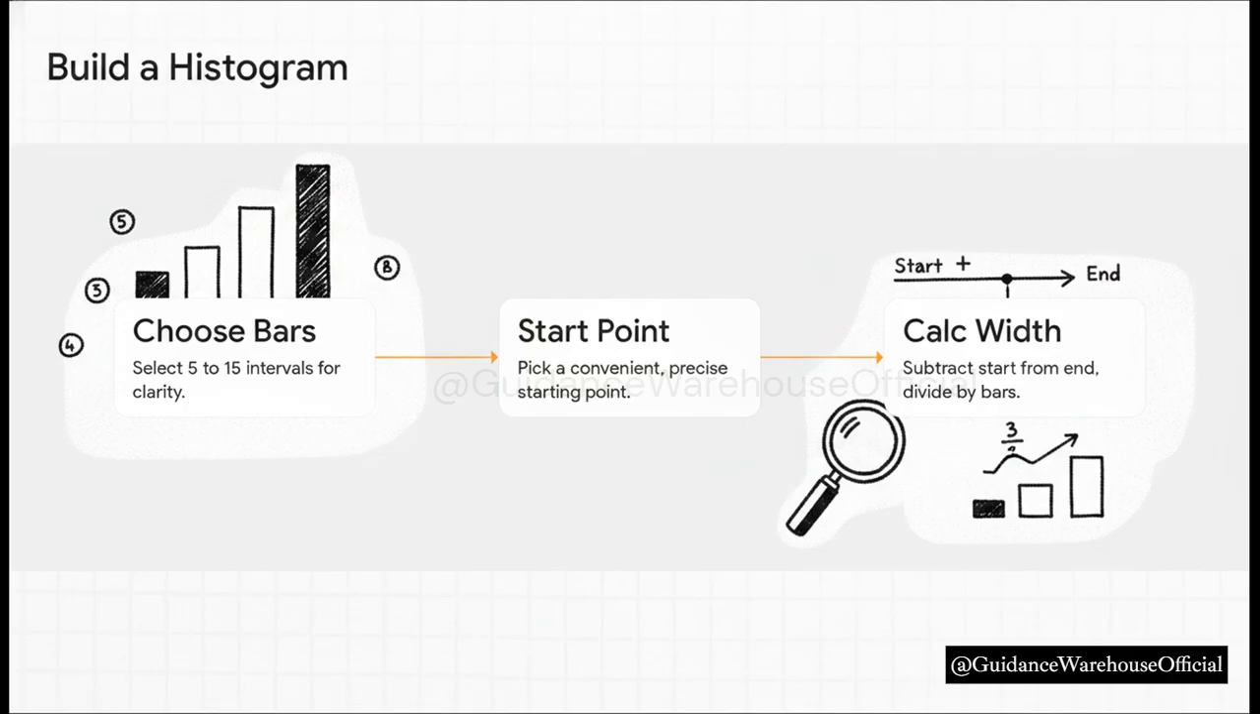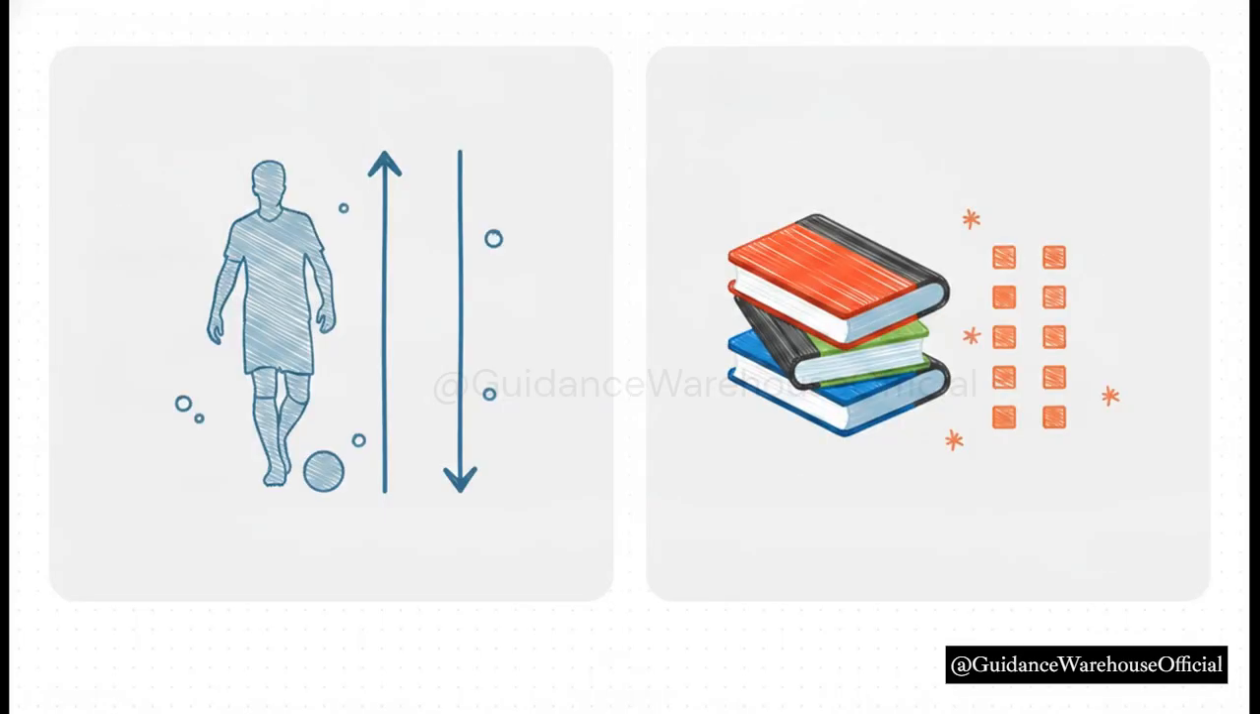Your starting point should be 1 decimal place more precise than your data, just to ensure nothing falls exactly on the edge. Finally, to find the width of each bucket, you take your ending value, subtract your starting value, and divide that whole range by your chosen number of bars. Easy, right? But hold on.